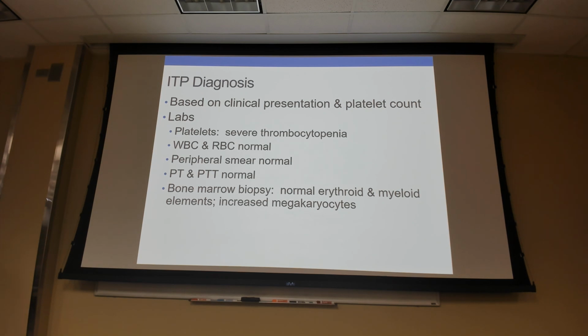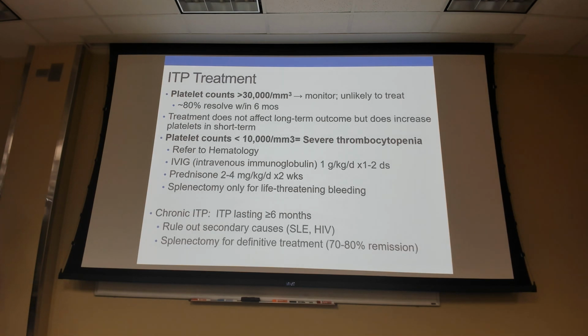So the nice thing about this when you look at labs is everything else is absolutely normal except for your platelets. Everything else, WBCs, RBCs, is normal. When you look at your erythroid and myeloid lines, your red blood cell lines, your white blood cell lines, everything else looks normal. You just have a whole bunch of megakaryocytes. So they're just being pushed out of the bone marrow early to try to be these baby platelets. So everything else is normal except for your platelet count.